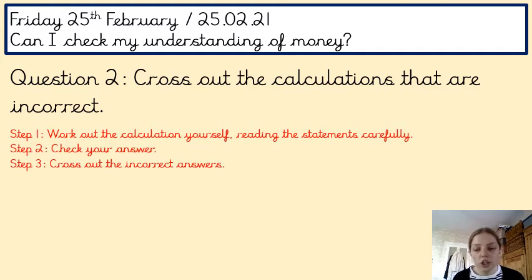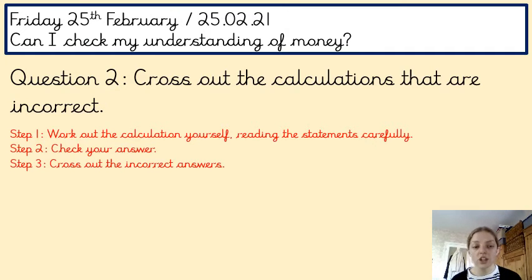Moving on to question 2, you need to cross out the calculations that are incorrect. Now, I've written the steps down that I would take to have a go at working out the calculations to check whether they are correct or not. So, step 1, work out the calculation yourself. Read the statements carefully. So, if it's a multiplication, you're going to multiply. If it's a division, you're going to divide. If it's an addition, you're going to add, and if it's a subtraction, you're going to subtract your answers.